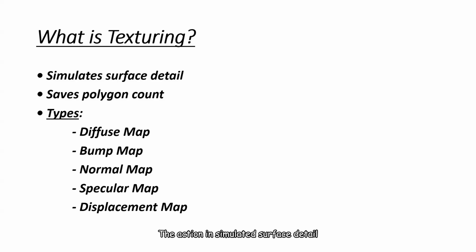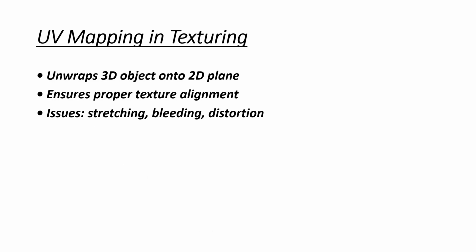Texturing simulates surface detail without adding complex geometry. We use various maps. Diffuse maps provide color, bump and normal maps add surface irregularities, and specular and displacement maps affect shine and surface depth. With this, we can make a flat surface look convincingly bumpy or reflective.